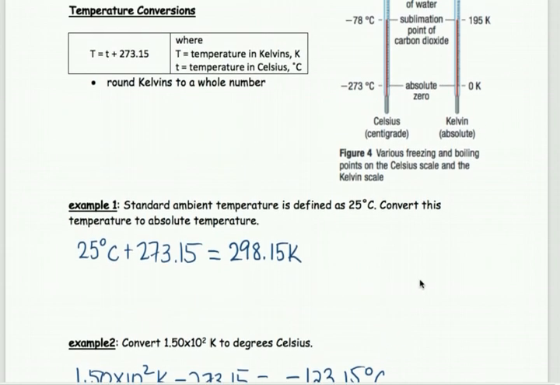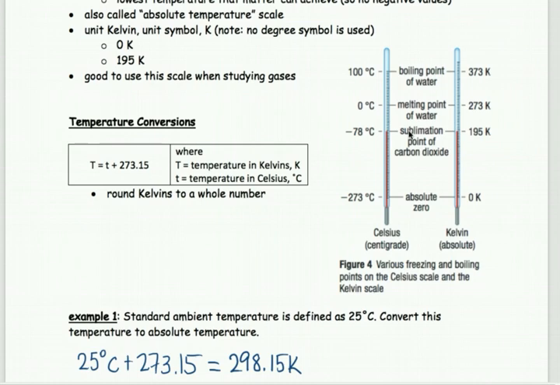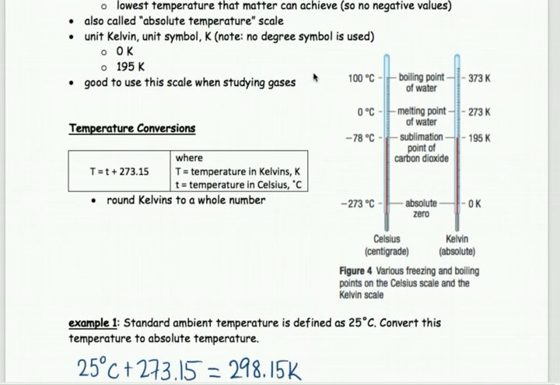Again, if you wanted to compare degrees Celsius to kelvins, here's a nice picture. 100 degrees is the boiling point of water, and that's equivalent to 373 kelvins. The melting point, or think of it as where water freezes, is 273. Positive though, these are positive values.